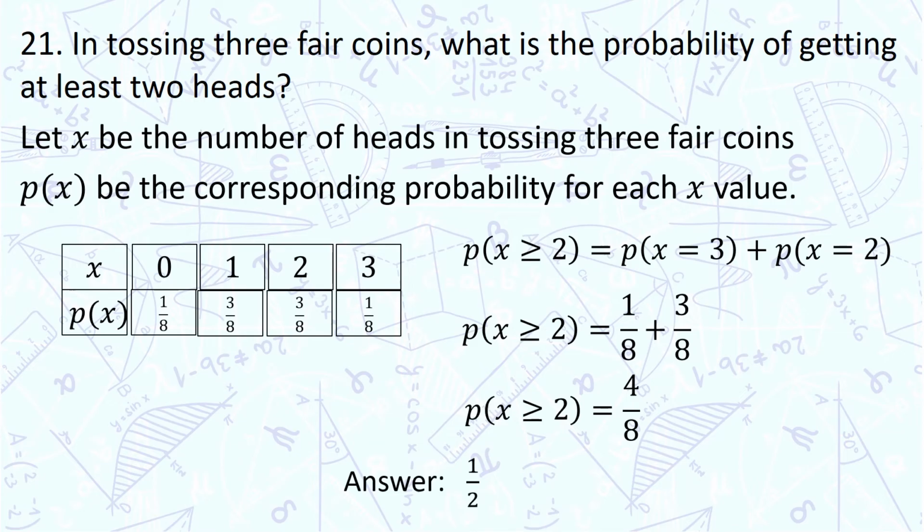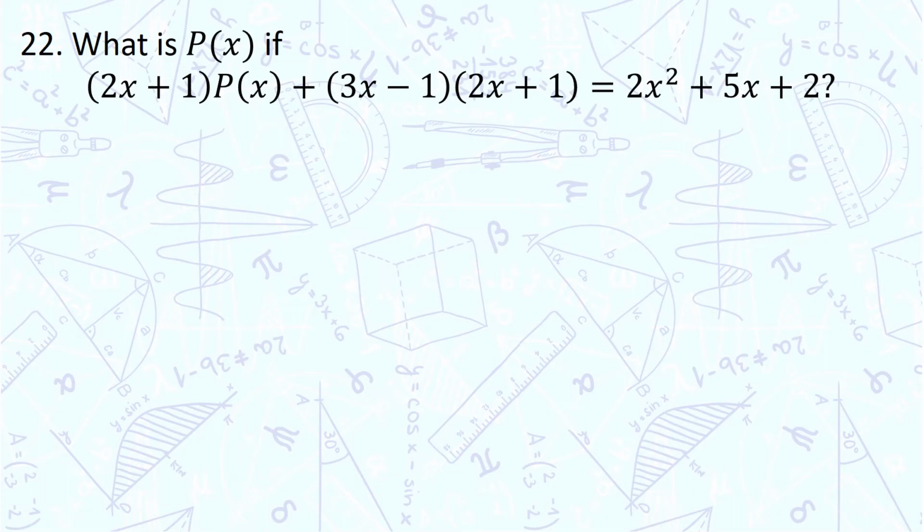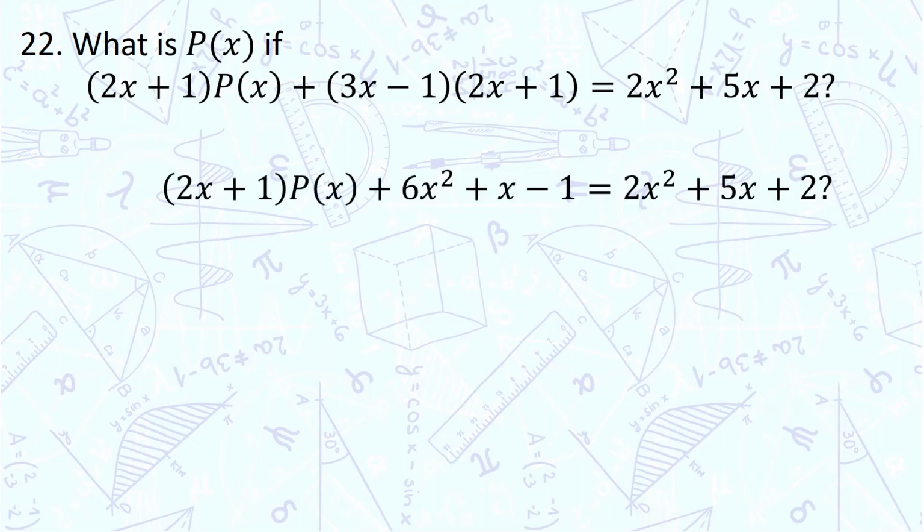Next, what is p of x if 2x plus 1 times p of x plus 3x minus 1 times 2x plus 1 is equal to 2x squared plus 5x plus 2? Let us multiply the product of two binomials on the left hand side, that is 6x squared plus x minus 1. And then combine similar terms.